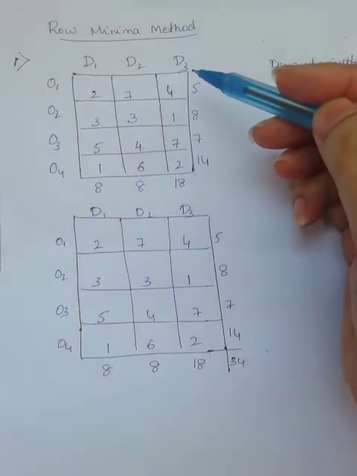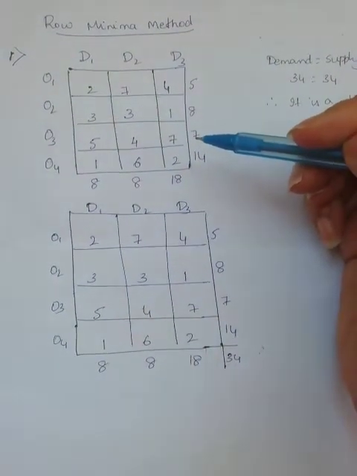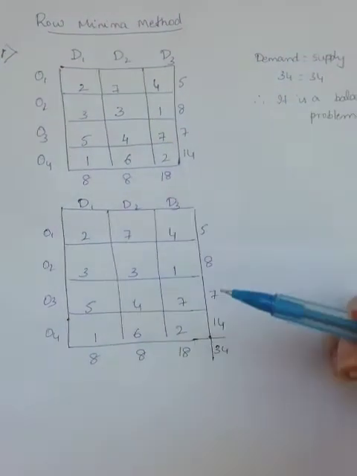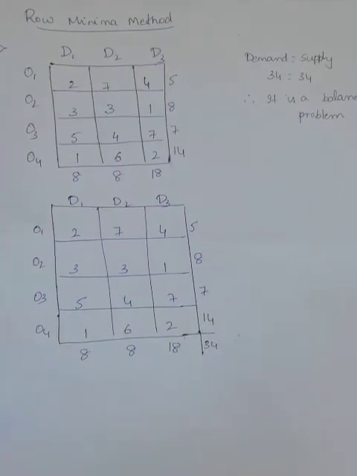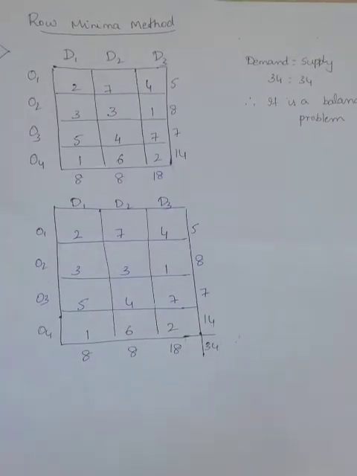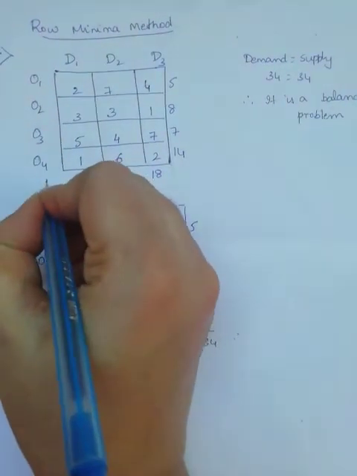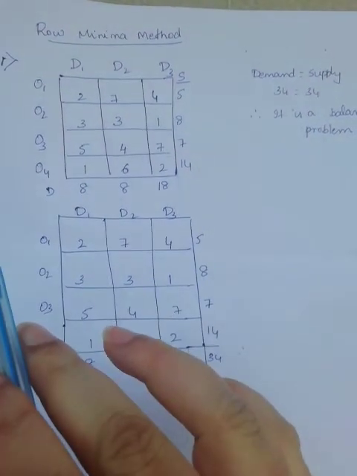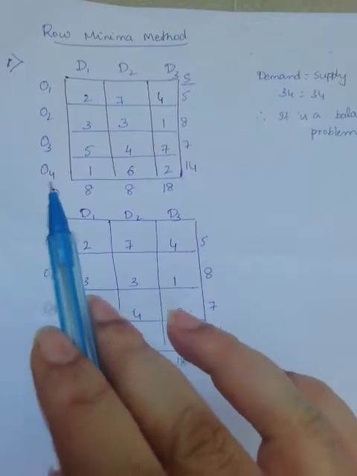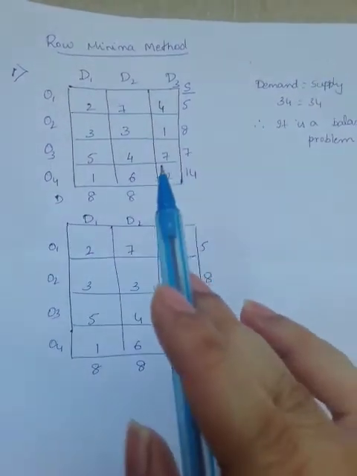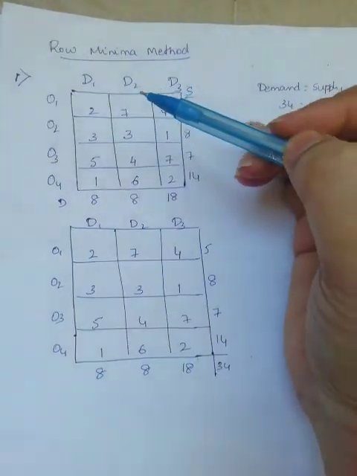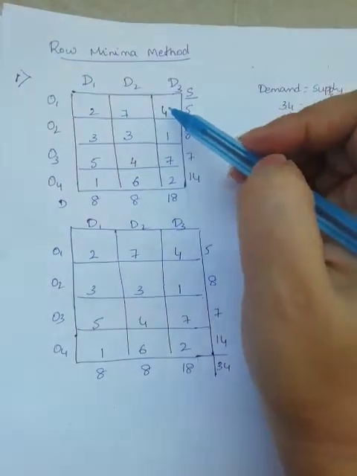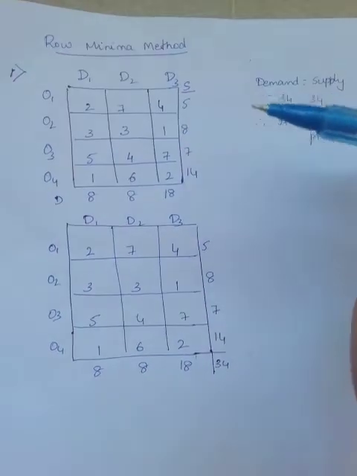So this is the question which we have been given for the first problem, row minima method. So let us solve the same problem. First thing, we need to check whether the demand is equal to supply. So the demand is nothing but the origin or the source we are going to transport to the destination. So O1, O2 are nothing but the origins and D1, D2 are nothing but the destinations. The values inside each cell are called the transportation cost.